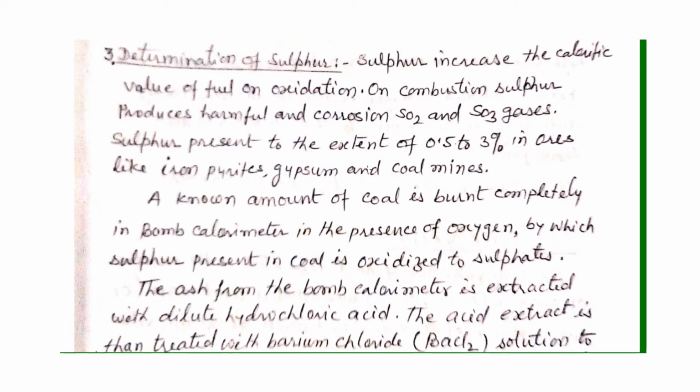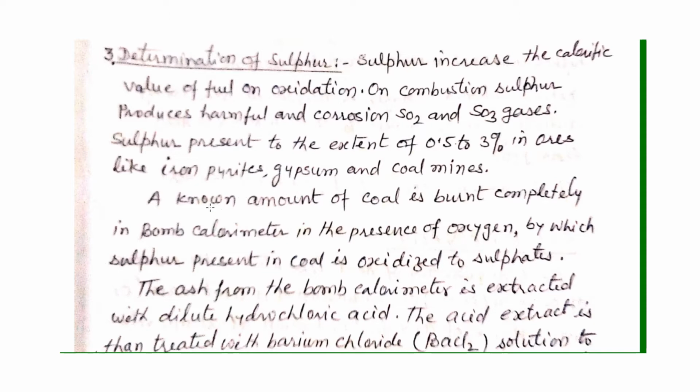So on the combustion of fuel, the sulfur in the presence of oxygen will oxidize and produce harmful gases, sulfur dioxide and sulfur trioxide, which are responsible for corrosion. During the combustion, the sulfur will also increase the calorific value of the fuel. So how do we find out the percentage of sulfur in a given fuel sample?